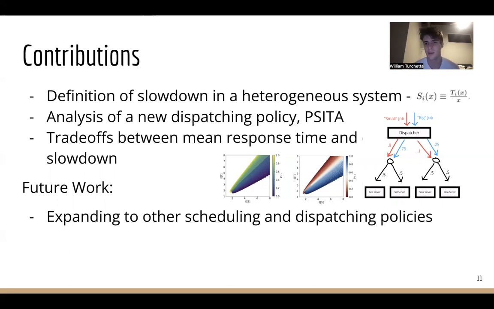And then just expanding our metric of slowdown to other scheduling and dispatching policies. So maybe analyzing slowdown under round robin, or, I don't know, some other form.